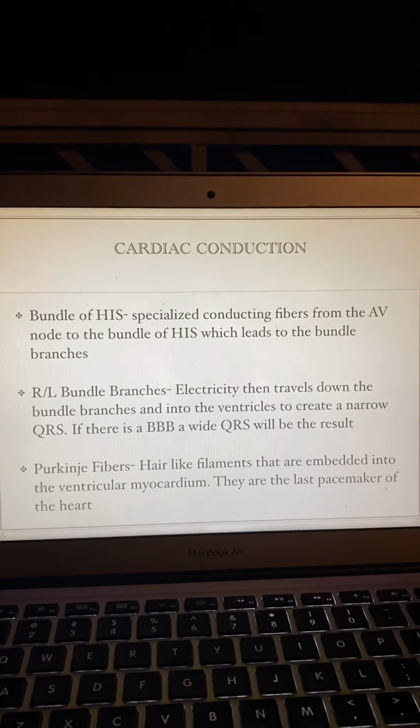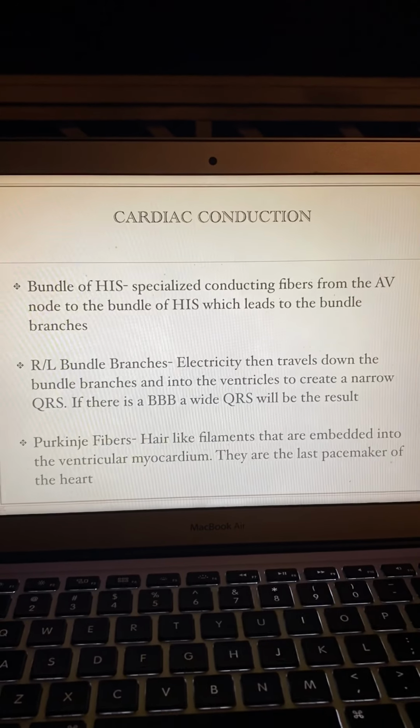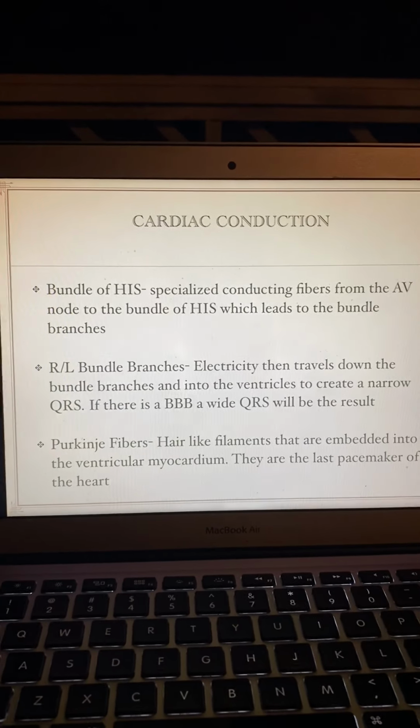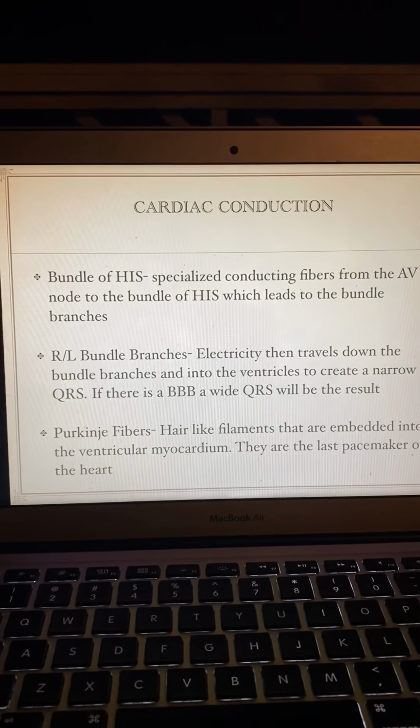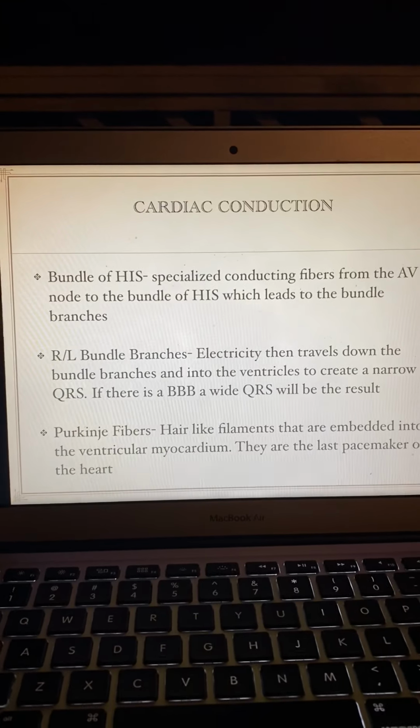After the bundle branches, we get to the Purkinje fibers, which are the hair-like filaments that are embedded into the ventricular myocardium, which is the heart muscle. They are the last pacemaker of the heart. So the first pacemaker of the heart is the SA node, and then it works its way down to the last pacemaker, which is the Purkinje fibers, which, like I said, sit on the ventricular myocardium. So they sit on the ventricles.